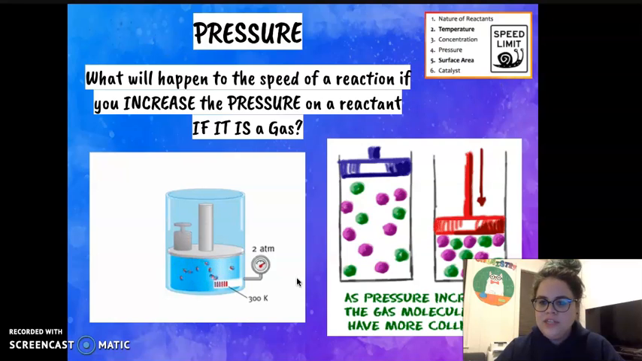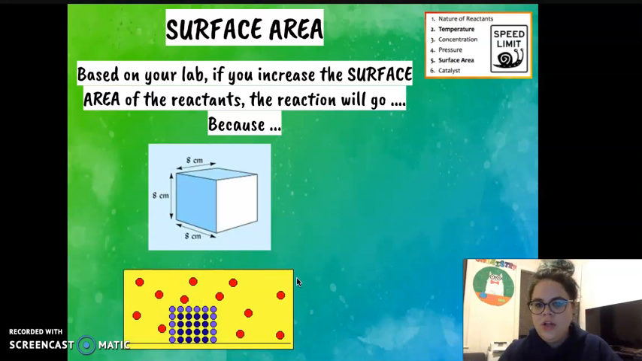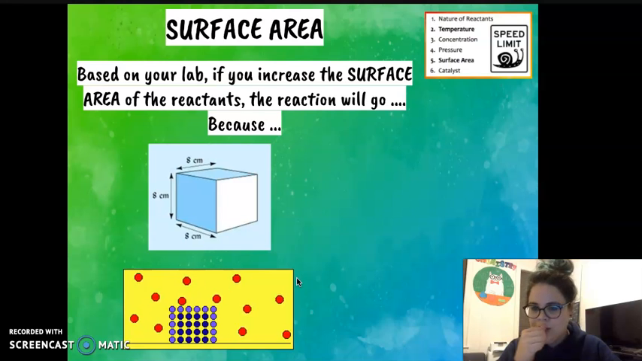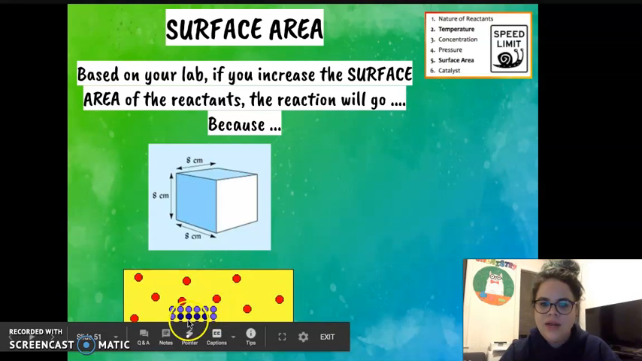The next one we did in our lab, and it was surface area. So answer this question. Based on your lab, if you increase the surface area of the reactants, then the reaction will go blank because blank. Here is a little moving diagram of what's going on when we had the solid piece of Alka-Seltzer. The red represents the water here, and as you can see, they are only able to touch the ones here on the outside. The ones on the inside have to wait for the other ones to react.